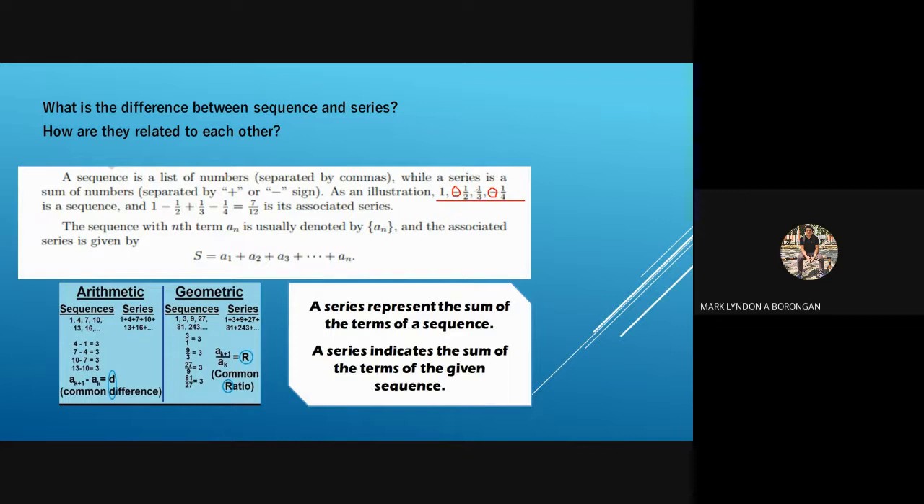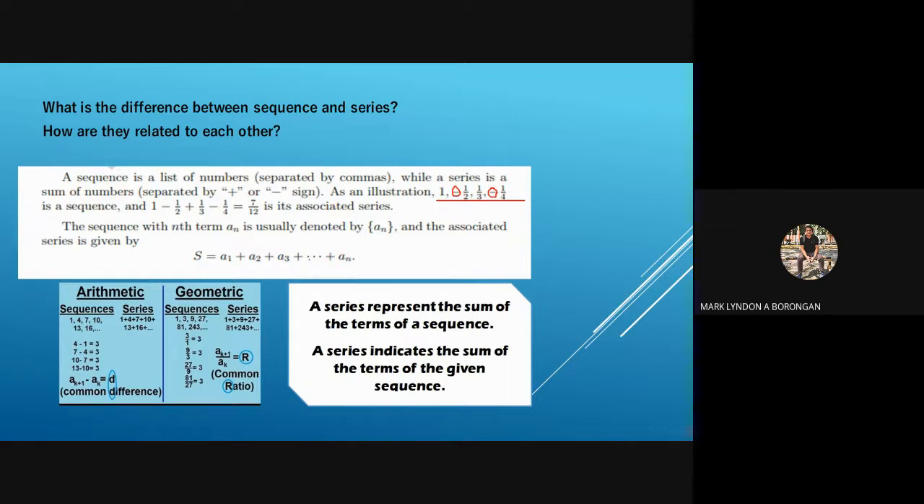So this one is called a sequence, which is separated by commas, and this one is the series, which is the sum. That is why we add them. Now, the sequence with nth term a sub n is usually denoted by the set of a sub n, and the associated series is given by the formula S equals a sub 1 plus a sub 2 plus a sub 3 up until a sub n.